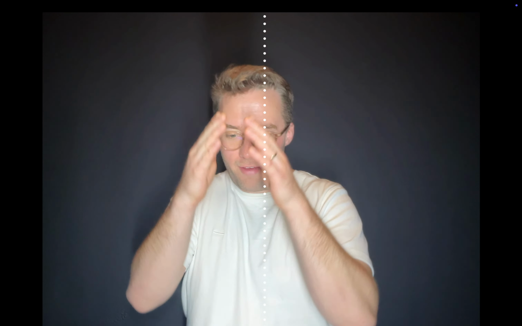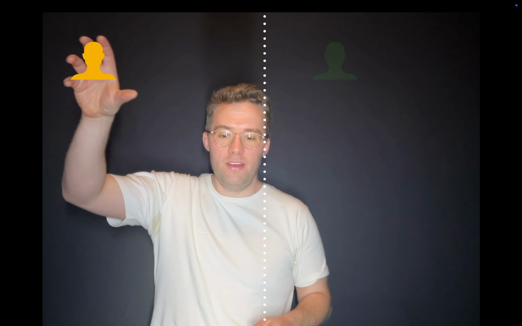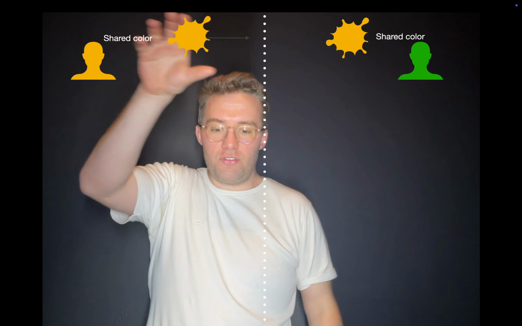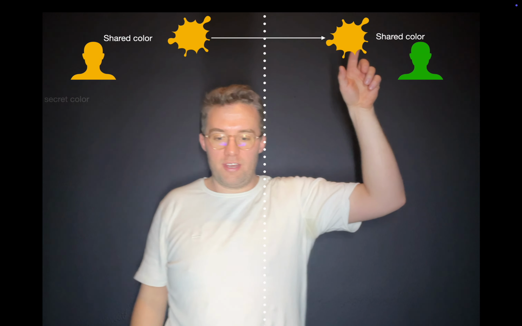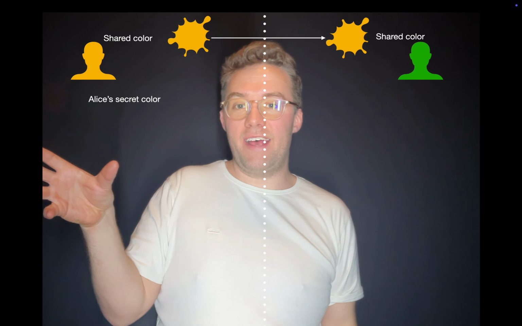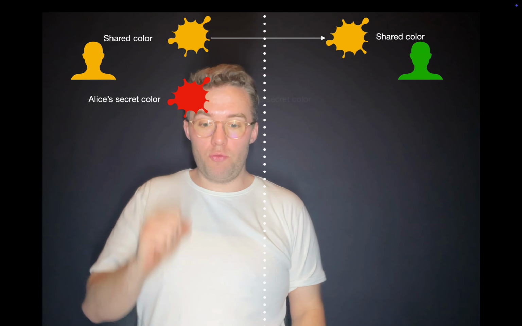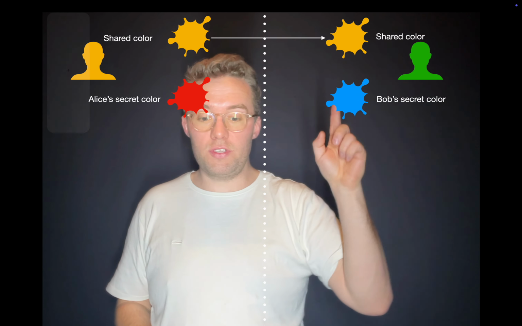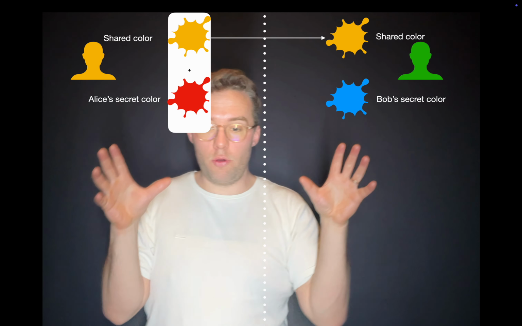So we have a line here. We have Alice who wants to communicate with Bob securely. So Alice uses the shared color. Bob gets the shared color. Alice has a secret color, which is red. Bob's secret color is blue, so he chooses that. They don't know about each other's secret colors.